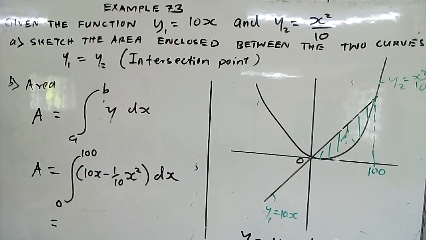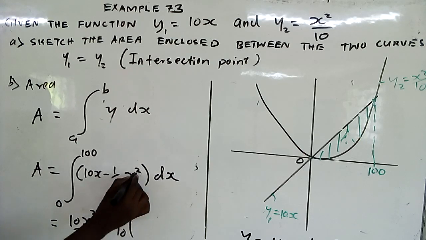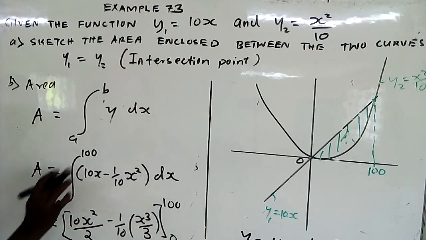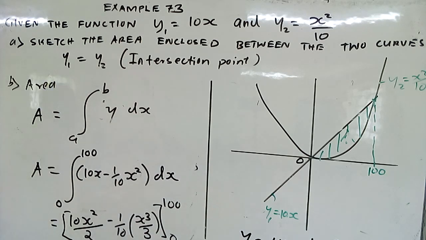If you integrate 10x, what do you get? You get 10x squared over 2, isn't it? You add 1 to the power, then you divide by 2. Then it is minus. If you integrate that, we have 1 over 10. If you integrate x squared, you get x cubed over 3. Then you put your limits. Your limit is from 0 to 100. Is that understood? Good.